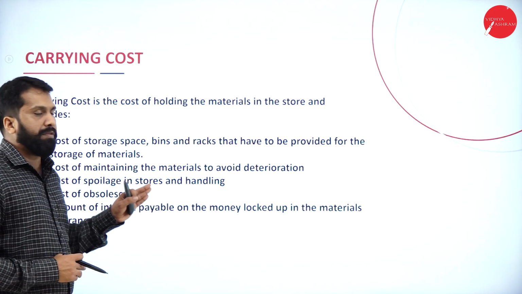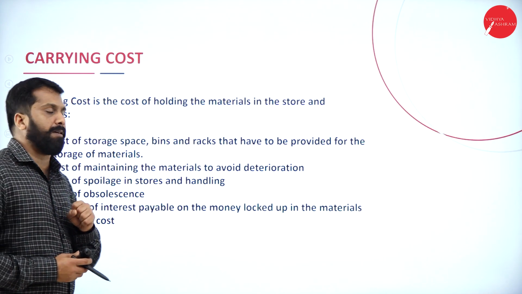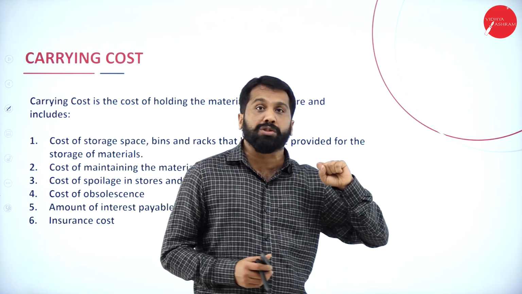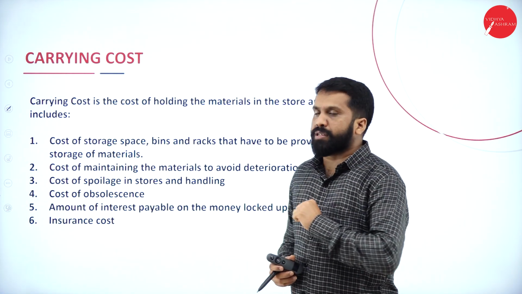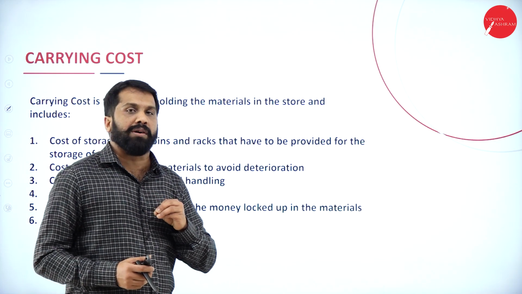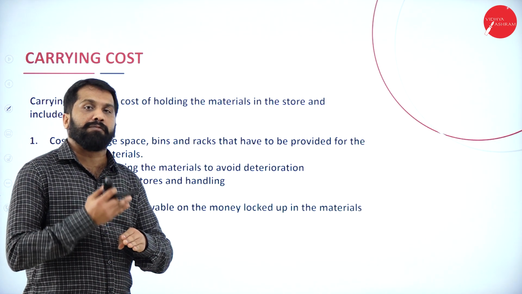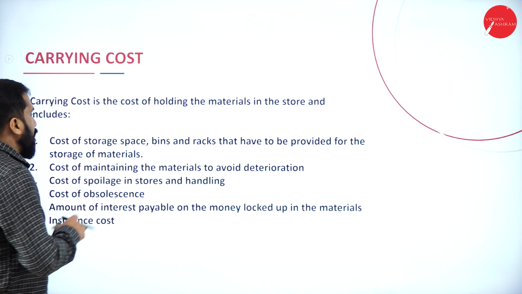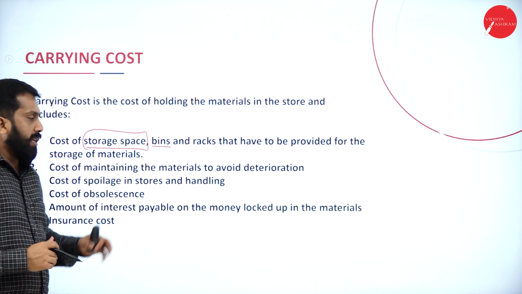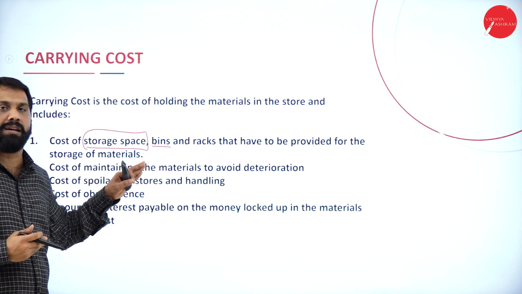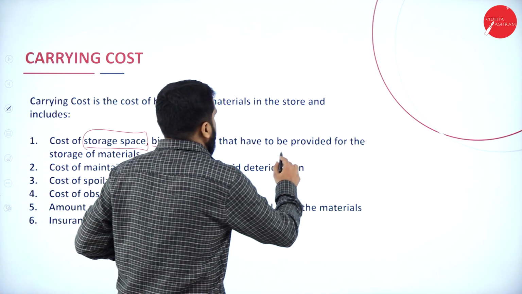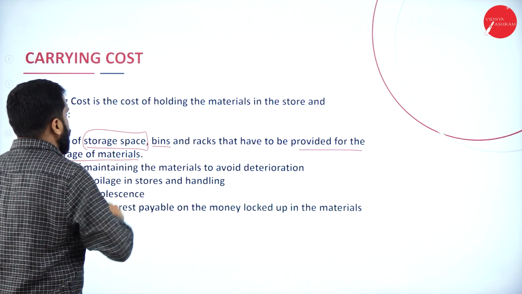Now, before we go to the problem, we will understand a few theoretical aspects. What is carrying cost? Carrying cost is the cost of holding the material in the store. Whatever units you keep in a store or godown, we call it carrying cost. It includes the following items, like cost of storage bins. Bins means boxes. If you have a huge quantity of raw material, then more store bins are required. Bins and racks have to be provided for storage of material.